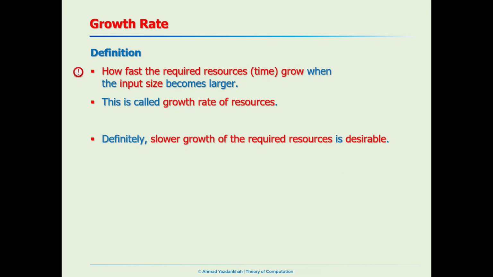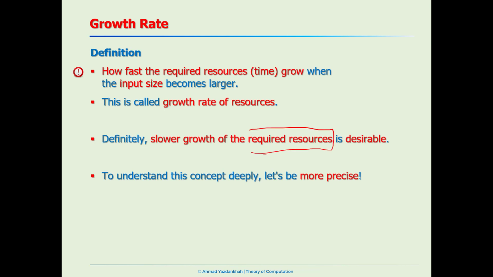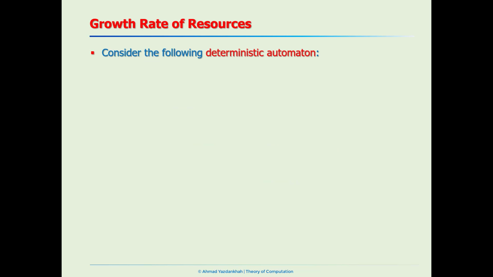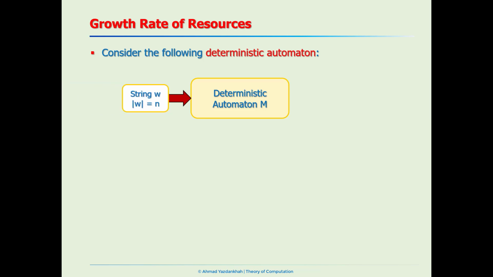Definitely the slower rate is more desired because we don't want to lose our resources very quickly. Okay, now let's be more precise about this growth rate. Let's say we have a deterministic Turing machine, an automaton, and we put a string here, and the machine accepts or rejects, right? Let's define the computation time by f of n. So this machine needs f of n, and this n is the size of the string.